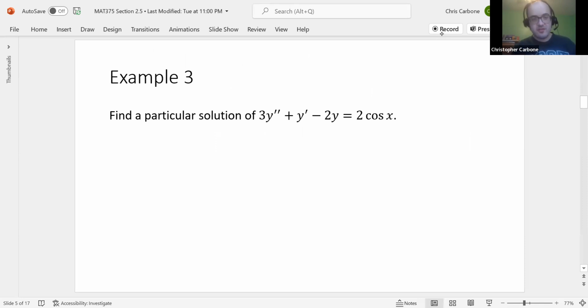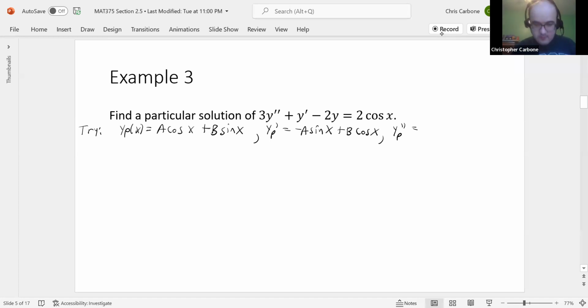Example 3, we want to find a particular solution of 3y double prime plus y prime minus 2y is equal to 2 times the cosine of x. So for this one, we are going to try the following solution for y sub p of x, being a times the cosine of x plus b times the sine of x. So when we take the first derivative of y sub p, we will get negative a times the sine of x plus b times the cosine of x. And when we take the second derivative of y sub p, we get negative a times the cosine of x minus b times the sine of x. And let me make my sign here a bit more legible. There we go.